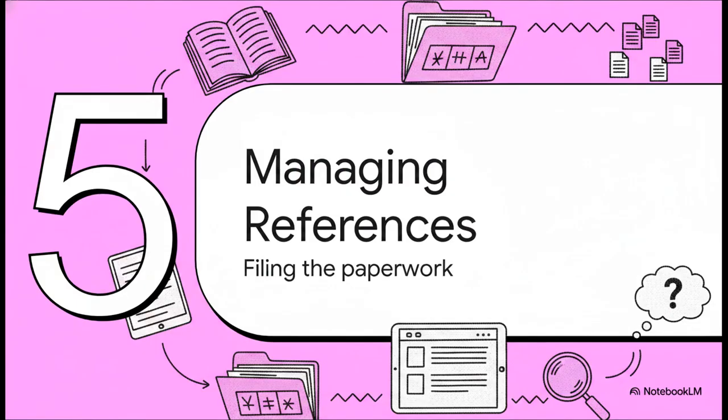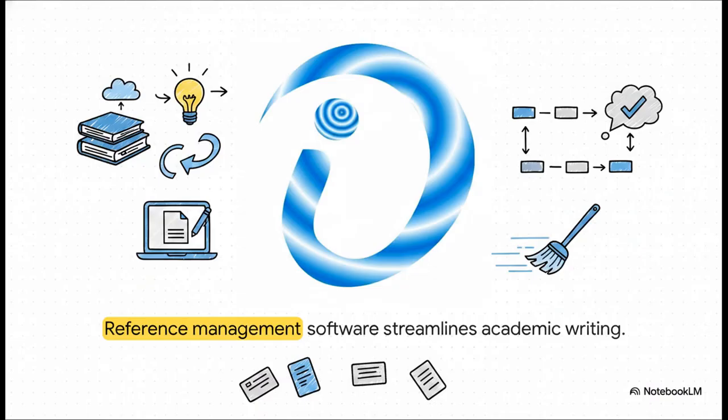Section 5. Tools to manage references. Filing the paperwork in the digital age. Let's talk about reference management software, or RMS. This is the modern researcher's ultimate lifesaver. Honestly, gone are the days of keeping thousands of physical index cards in shoeboxes. These software tools completely streamline the academic writing process. They automate your citations, offer cloud storage, organize your PDFs, and they even integrate directly with your word processor so your bibliography literally builds itself while you type.